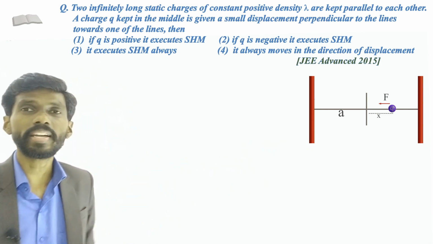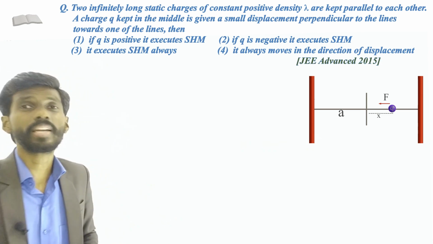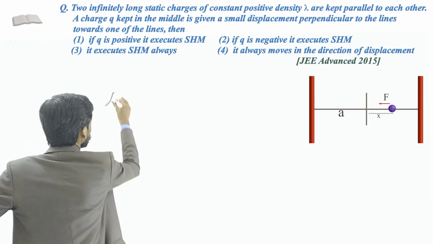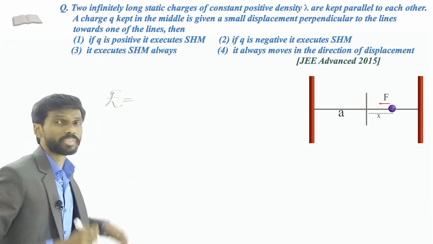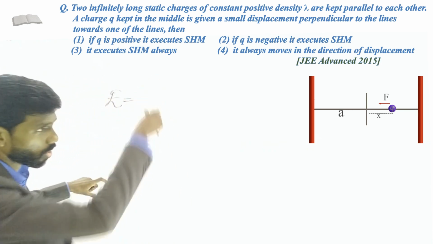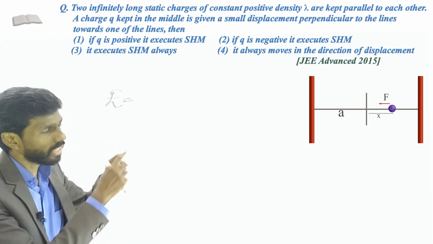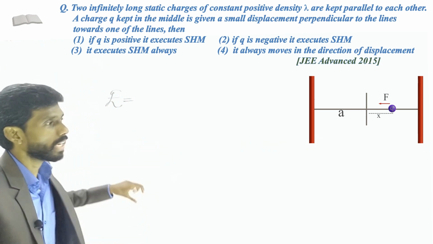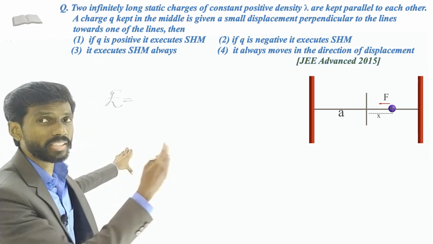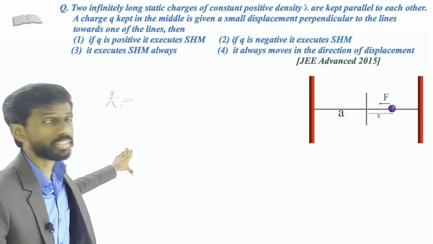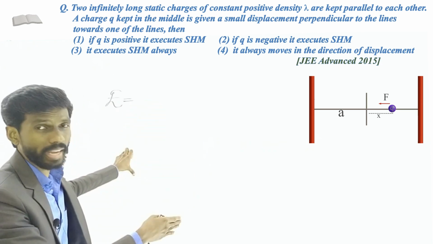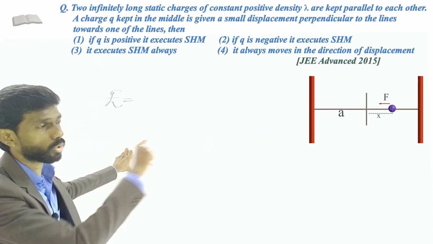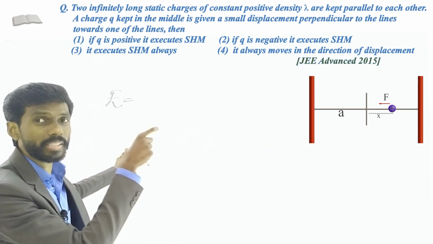Alright, so let us find the total force. Let us first find the total electric field due to these two charged objects. Alright, so let's find the electric field due to these two lines of charges. So E equals, let us first find the electric field due to this first rod. See the distance between these two rods, that is taken as say 2a. Now if you move the charge q by distance x in the positive direction, that means the total distance between the first line of charge and that charge q is a plus x. The total distance is 2a, so half of the distance is a, plus x is the distance.